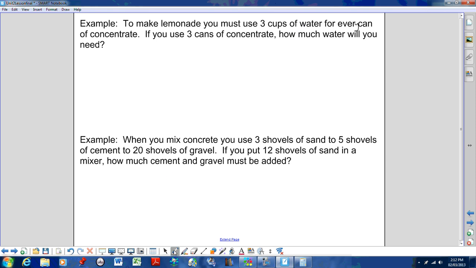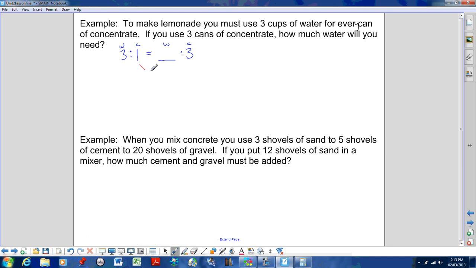And some of you are going to be able to jump to a final answer and say, oh, I know what that is already. It's important to know the strategy so that when you run into something you don't know, then you can fall back on it. So I know that I need 3 cups of water for every 1 cup of concentrate. Now it says that I'm going to use 3 cans of concentrate. So I don't know how much water I'm going to need, but I do know I need 3 cups of concentrate. So there's the proportion I would set up.